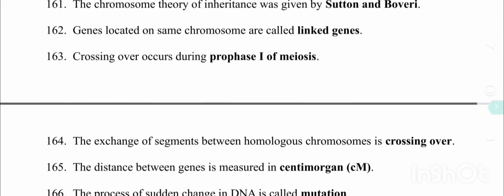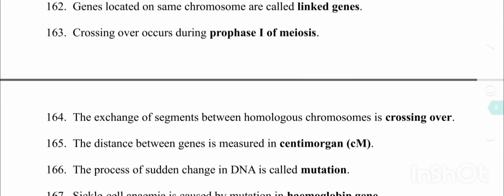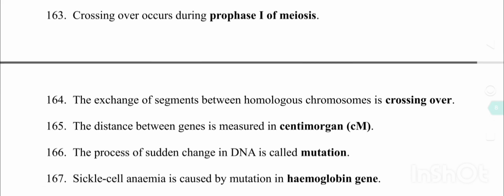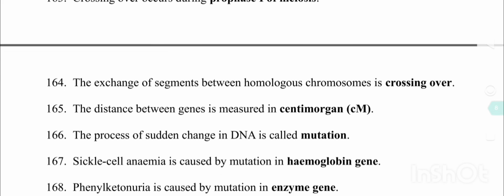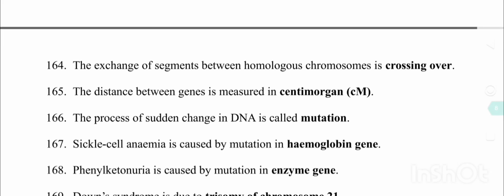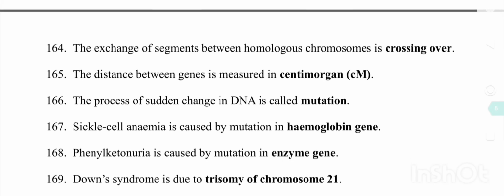162. Genes located on the same chromosome are called linked genes. 163. Crossing over occurs during prophase I of meiosis. 164. The exchange of segments between homologous chromosomes is crossing over. 165. The distance between genes is measured in centimorgan (cM).